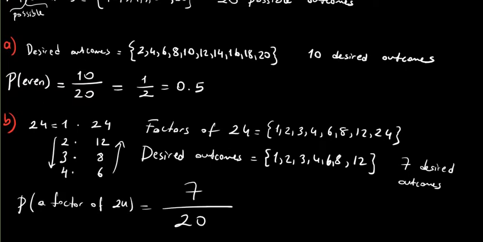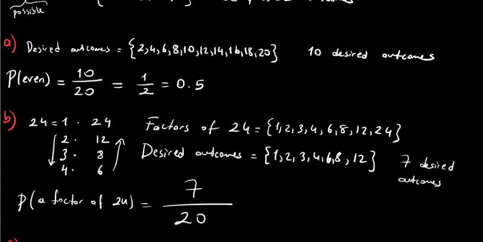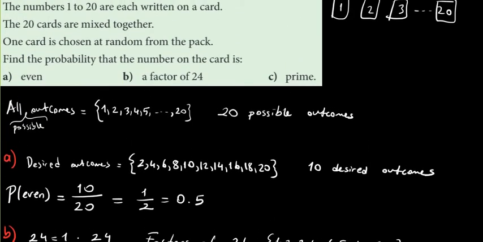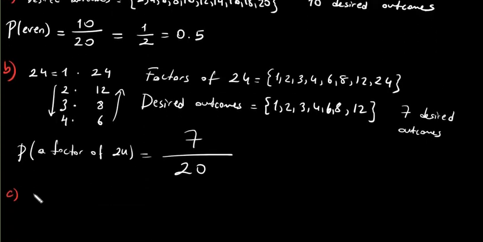If you have a question, please ask. Let's go to C. A prime number. So from these numbers, we are going to take the prime numbers, and then we are going to find the desired outcomes. Let's write for C, desired outcomes. So 1 is not a prime number, 2 is a prime number, 3, 4 is not a prime number, 5 is a prime number. So what is a prime number?